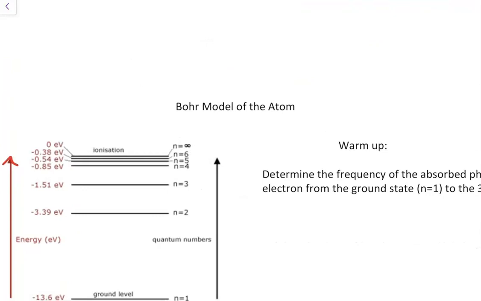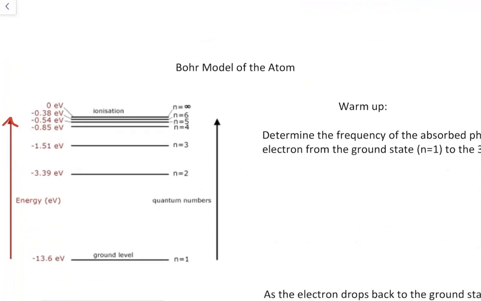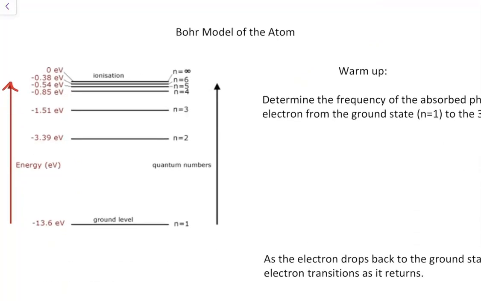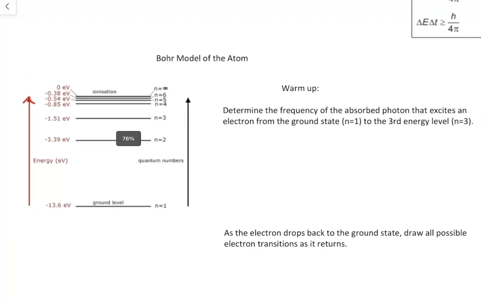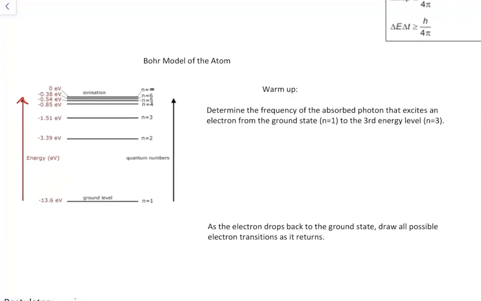Okay, since we're talking about the Bohr model, we want to go back to what we know already about it. And that is that we know photons get absorbed or emitted depending on if an electron is being excited or going down energy levels. So let's do this warm-up. It starts with the frequency of the absorbed photon excites an electron from the ground state, n equals 1, to the third energy level. The words I'm focusing on are, well, I need to find the frequency. It's an absorbed photon, and it's going from the n equals 1 to the n equals 3 state.